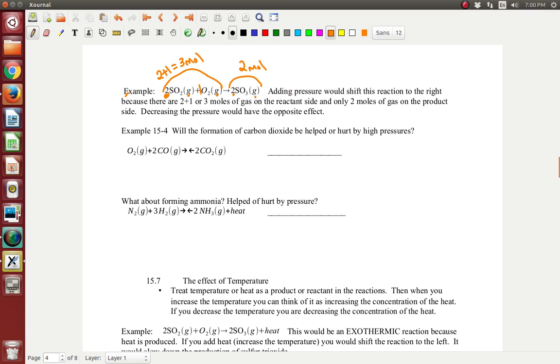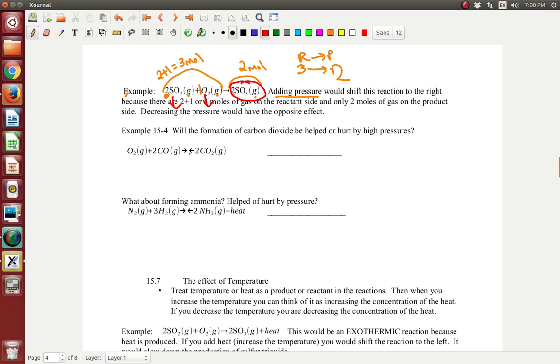So now, if we add pressure, it's going to shift towards the side with the smaller number of moles of gas because it's running out of room. It's going to shift to make it less concentrated. So it goes from the 3 side to the 2 side, from the reactant side to the product side. So when I increase the pressure this time, I'm actually going to create more of the SO3 gas, and I'm going to lose the SO2 gas and the oxygen.